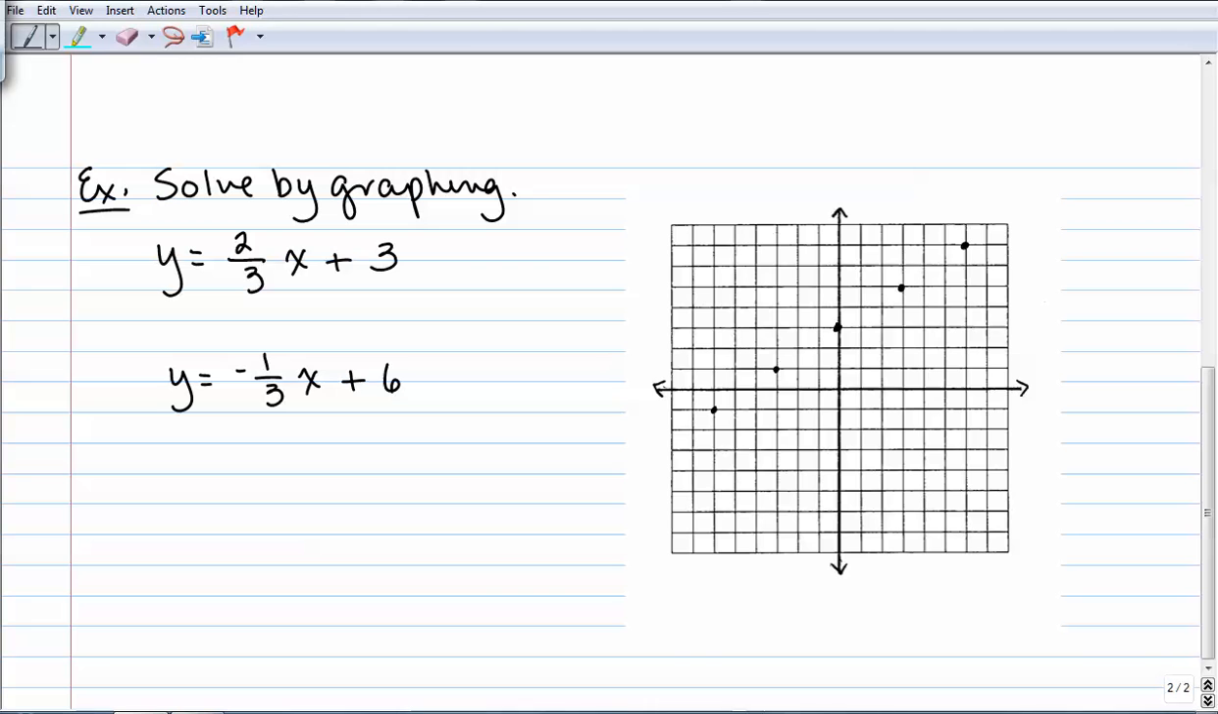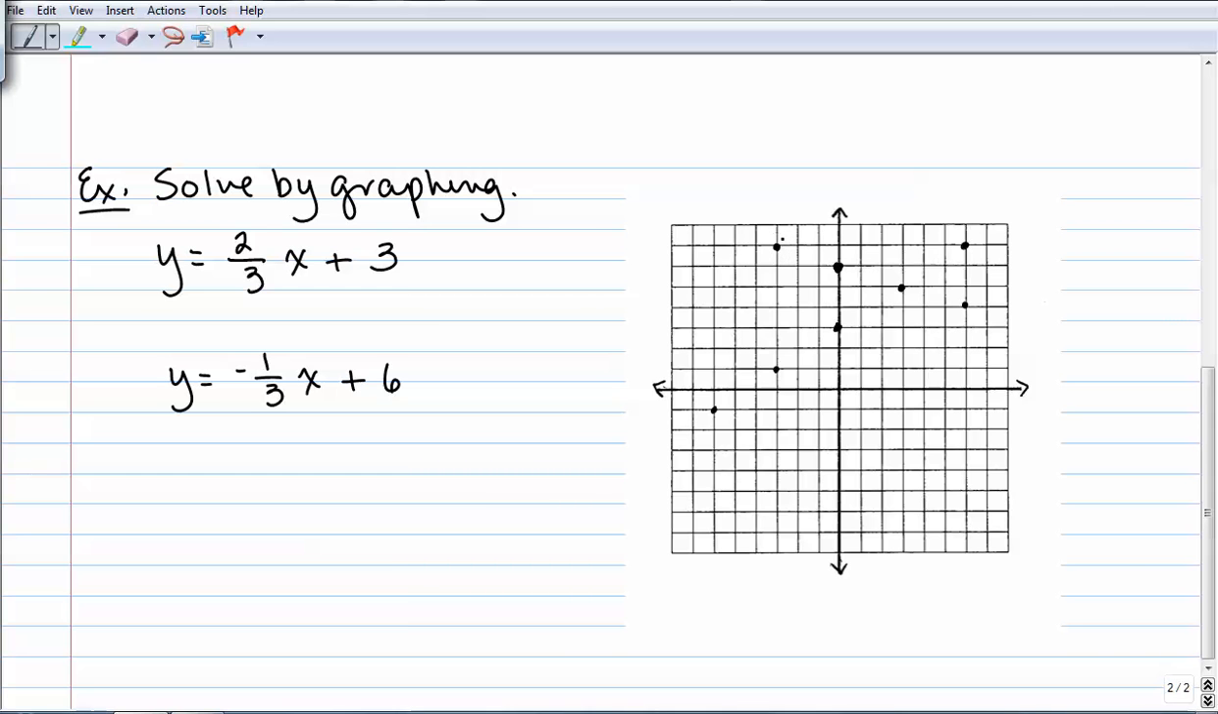So let's go on to our second line. Y equals negative 1/3 x plus 6. My y-intercept is 6, so it's 6 on the y-axis. I'm going to put a dot there. And now my slope is negative 1/3. That means down 1, right 3. Oh look, I've already got a dot there. But let's keep going. Down 1, right 3, or up 1, left 3.